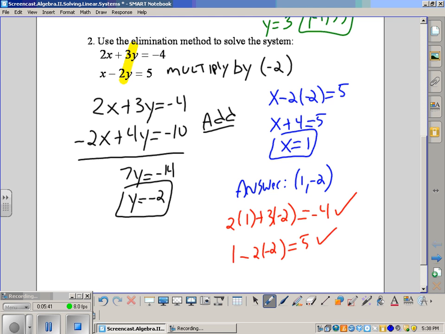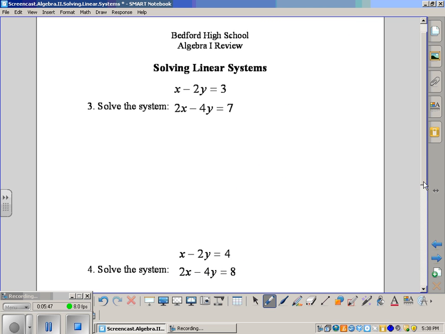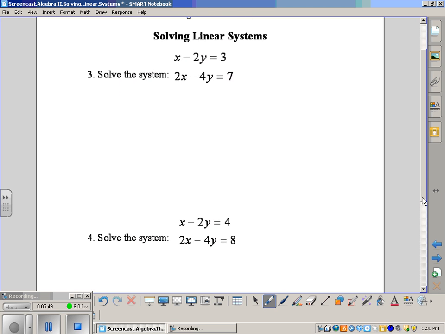And now we're going to move on to questions 3 and 4, which we're not going to assign, and there's not going to be a certain way to do them. So again, we're doing solving linear systems. This is Mr. Morrissey from Bedford High School. And I'm looking at this. I personally prefer elimination. So let me go out of my comfort zone and let me do substitution.